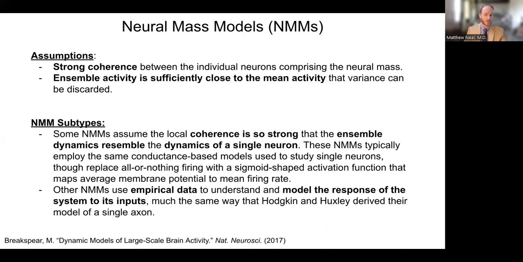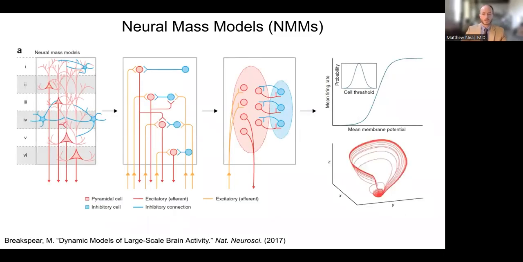Others use empirical data to help build the model up, understanding the response of the system to its inputs, and that's actually the method that Hodgkin and Huxley used to derive their squid axon model initially. So here you can see a schematic representation of the creation of a neural mass model. On the far left, you have essentially a collection of neurons taken from tissue. We abstract that, idealize it a bit, and ultimately you wind up with these collective clusters of excitatory and inhibitory neurons interacting together.